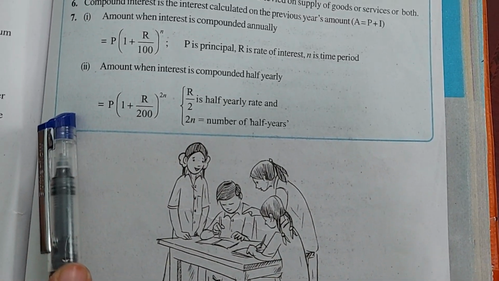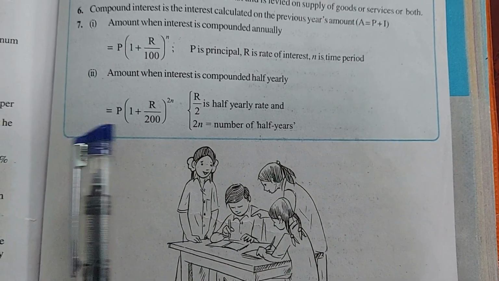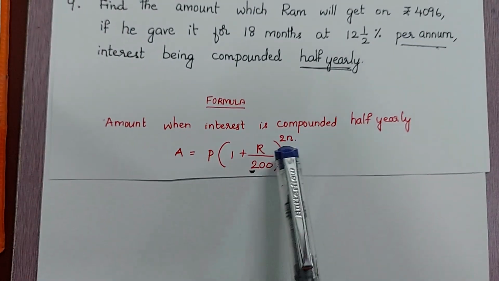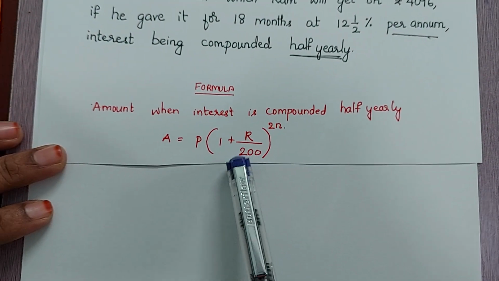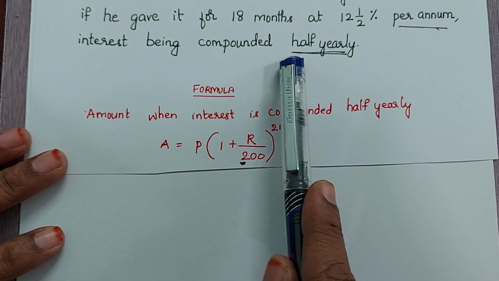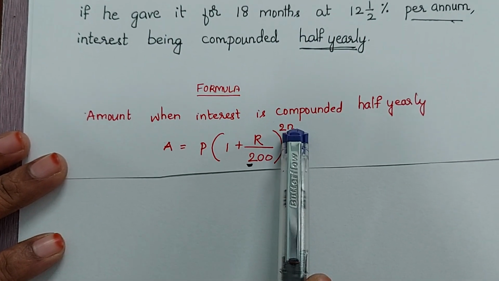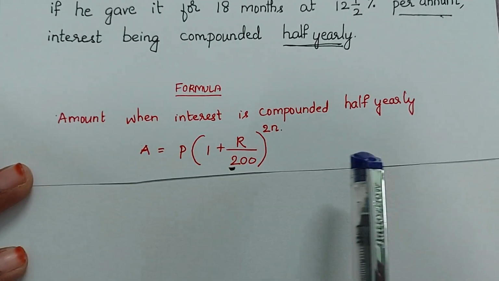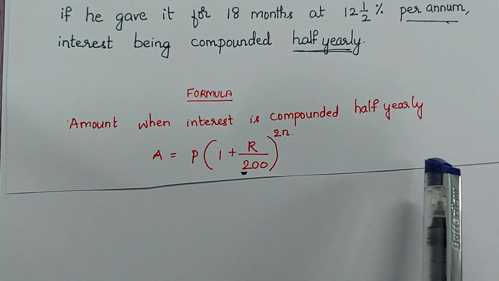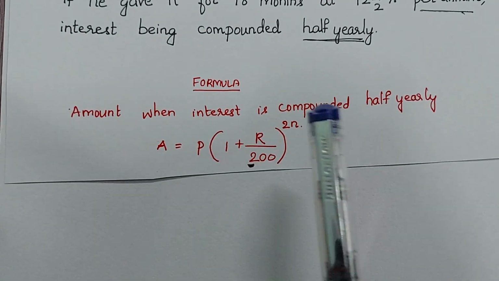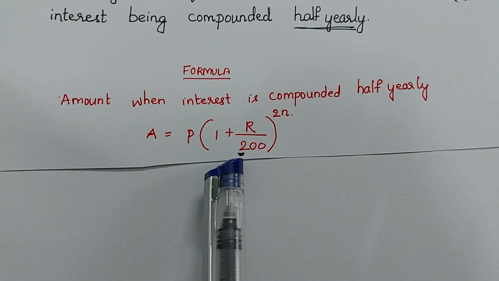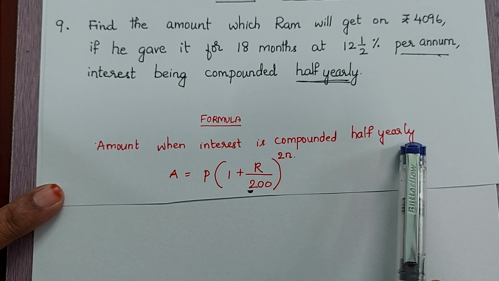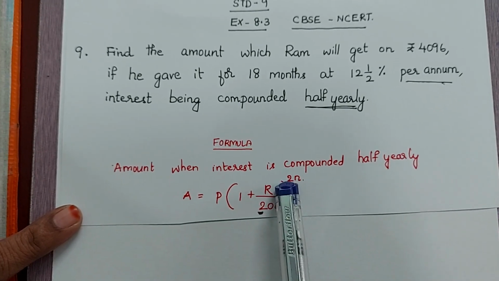That is, the amount is equal to P into (1 plus R by 200) whole power 2n. R is divided by 2 because this is for half year. And the time period is calculated twice because we have 2 half years in 1 year. So rate of interest is given per year, so you have to make it half, and because you are calculating the amount for every 6 months, you have to double the time period.